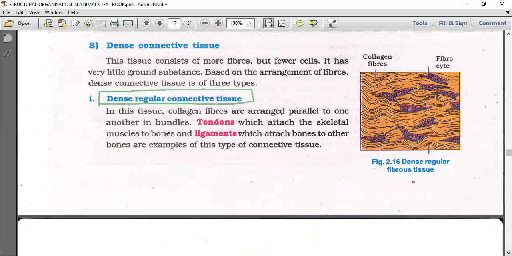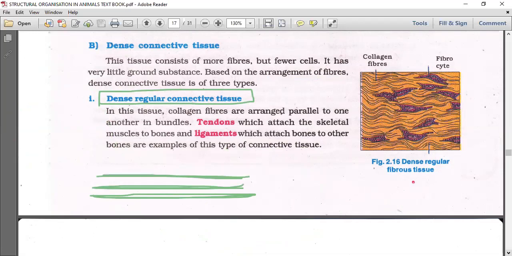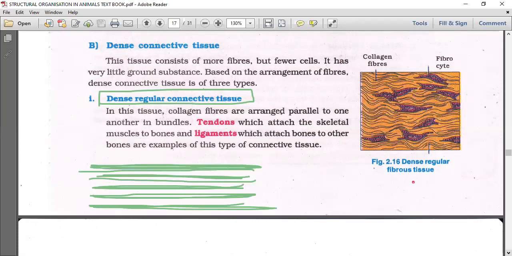In this type of tissue, the collagen fibers are arranged parallel to one another. What is the meaning of regular? The collagen fibers are arranged in the form of regular bundles like this. We say dense regular connective tissue. Why dense? Because fibers are large in number and matrix is less. Why regular? Because the arrangement of the collagen fibers is regular.